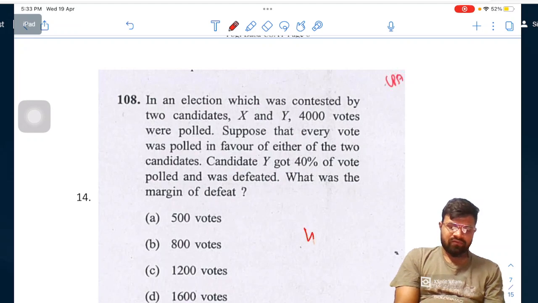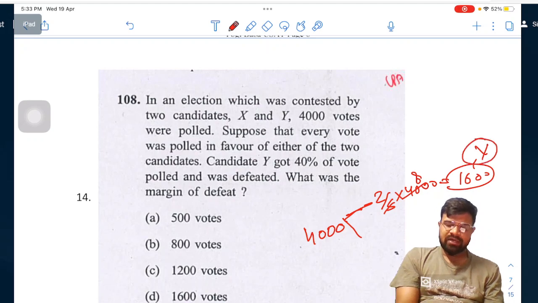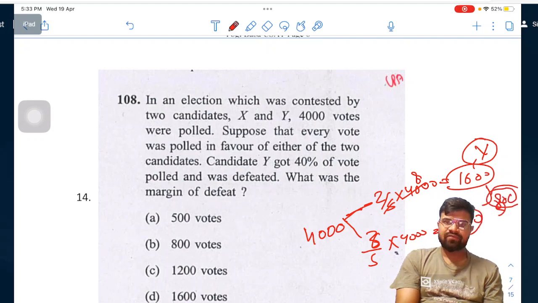Okay, see, out of 4,000 votes, 40% went to Y. That means 2 by 5 of 4,000, which is 1600 votes went to Y. Similarly, 60%, like 3 by 5 into 4,000, that is 2,400 went to X. The difference is 800.